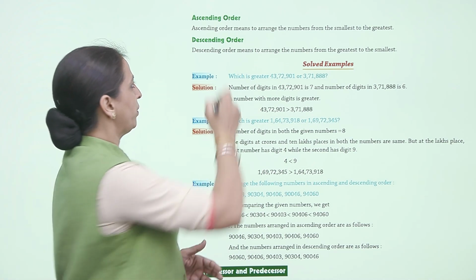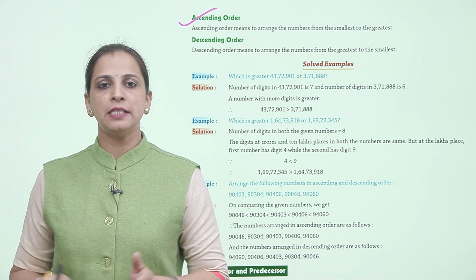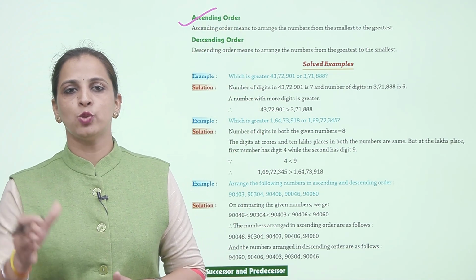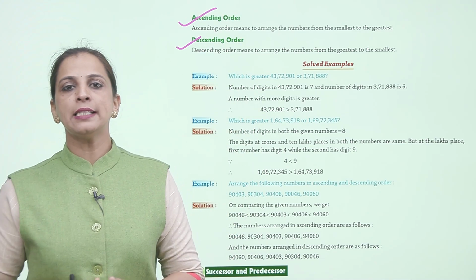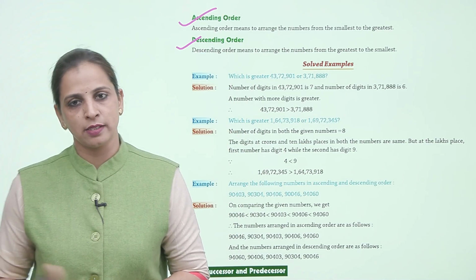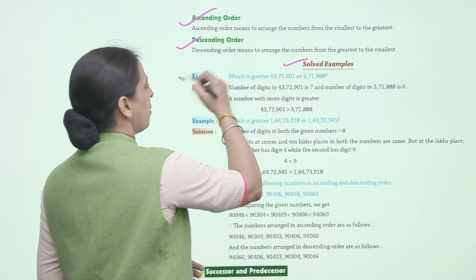Now ascending order. Ascending order means to arrange the numbers from the smallest to greatest. Descending order. Descending order means to arrange the numbers from the greatest to smallest. Now solved examples. Example करते हैं.